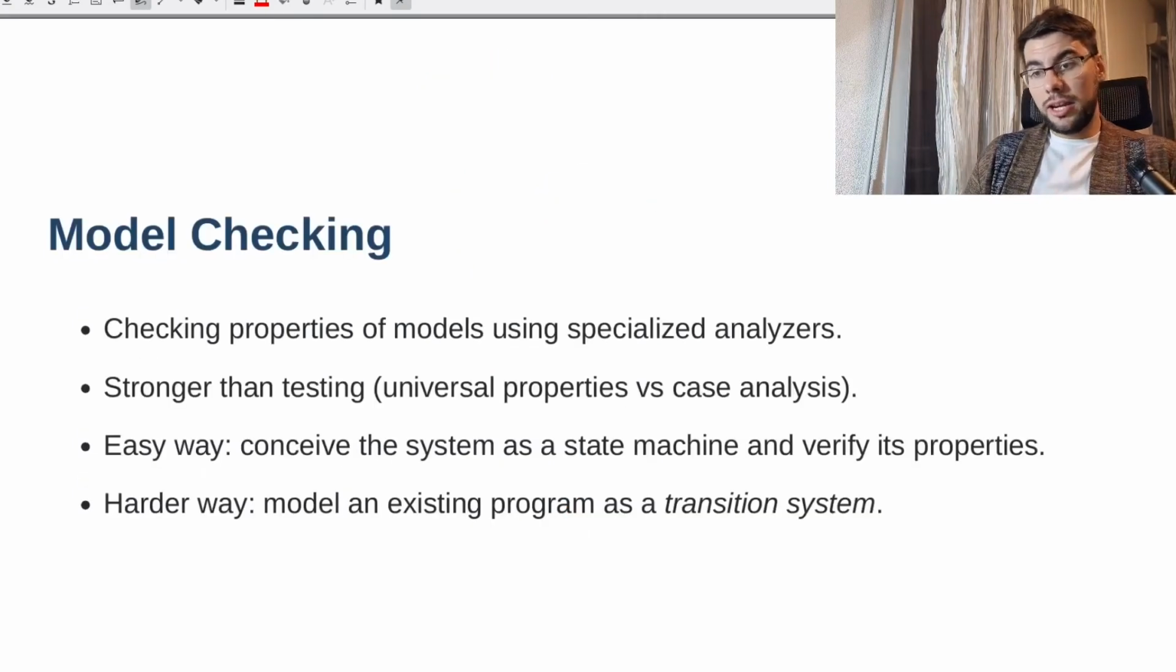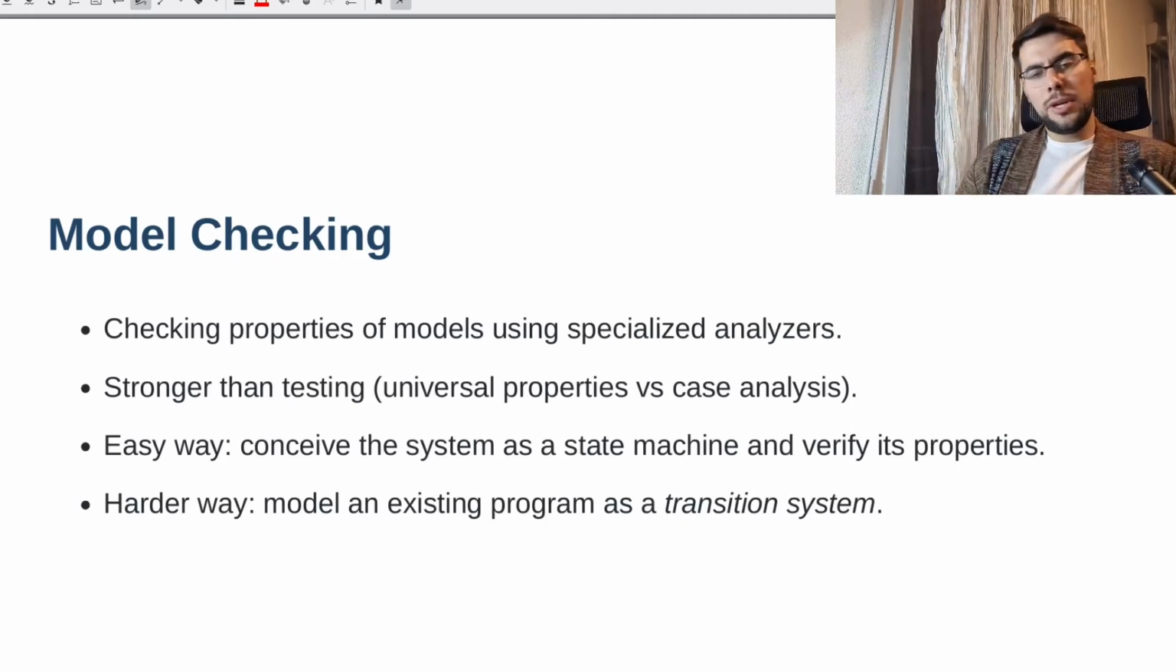So what is model checking? Model checking is verifying properties of models using automated analyzers. It is a stronger tool than testing programs because it produces universal results. In other words, it's capable of proving properties of the whole program on all possible inputs, no matter how it's going to get executed. Not just some specific particular cases, like testing.